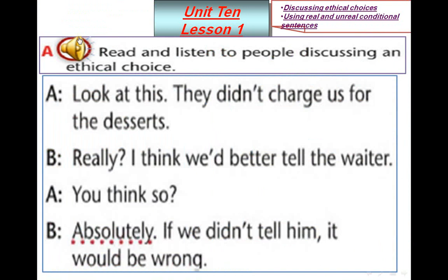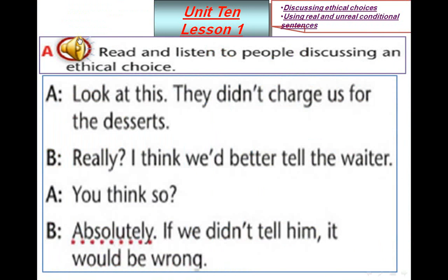Page 113. Conversation model. Exercise A. Read and listen to people discussing an ethical choice. Look at this. They didn't charge us for the desserts. Really? I think we'd better tell the waiter. You think so? Absolutely. If we didn't tell him, it would be wrong.